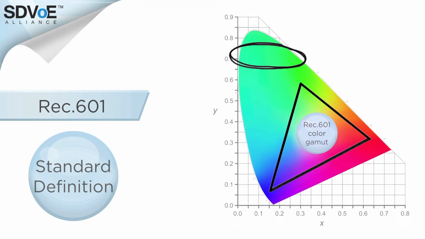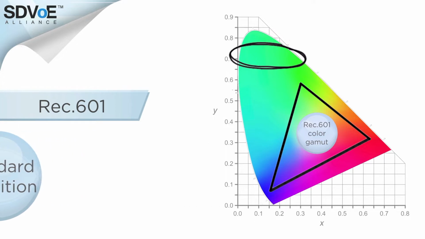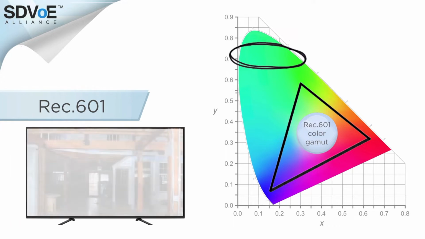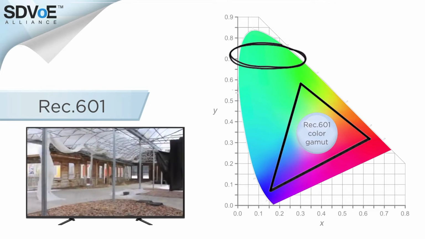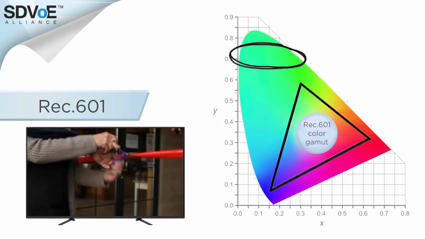We can immediately see the limitations of colour for this standard. If the camera used to capture the image recorded colours outside this gamut, the display simply wouldn't have been able to show them, and that could result in a much flatter, duller image than originally captured.